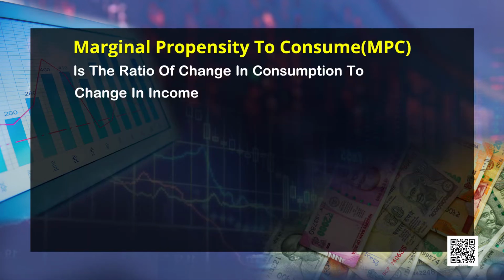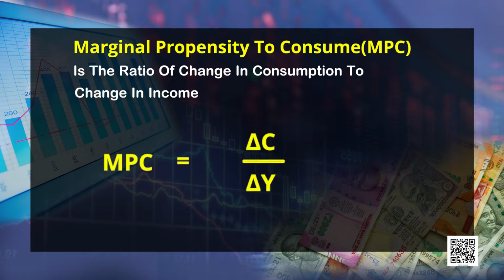Similarly, if we study marginal propensity to consume, which is represented by MPC, it depicts the ratio between change in consumption and change in national income. It depicts what part of increased income is consumed. It is depicted by the formula delta C by delta Y. This will always be positive because income and consumption are always positive.